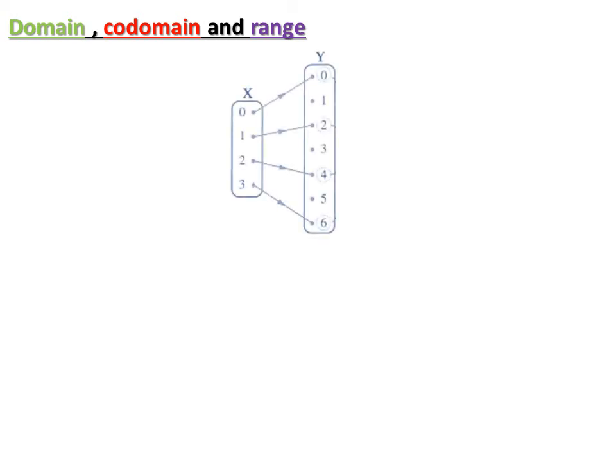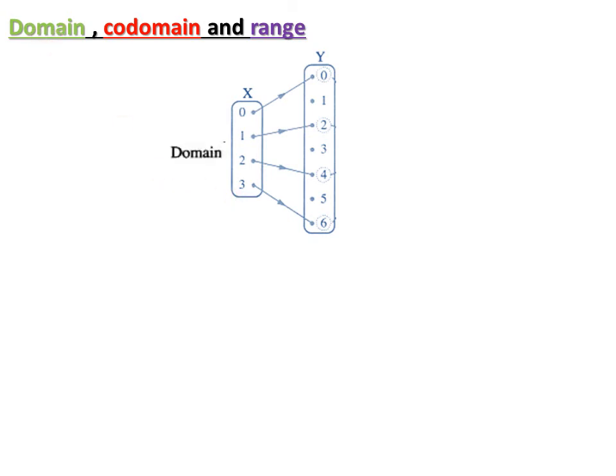The last point in our lesson: we have three concepts for the function: domain, codomain, and range. Let's recognize the meaning of domain, the meaning of codomain, and the meaning of the range of the function. If we have a function from x to y represented by an arrow diagram, we have the elements of x. All the elements of x are called the domain.